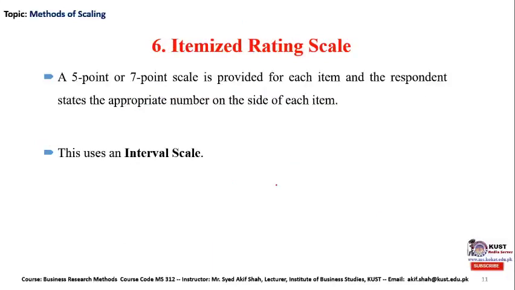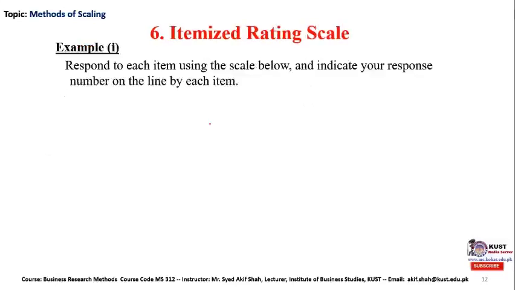Then we have an itemized rating scale. Once again, we are going to have a 5 or 7 point scale for each item, and the respondent once again states the appropriate number on either side of the item. Therefore, once again, it is known as an interval scale. What basically makes the itemized rating scale different from the previous one, with the help of an example, we can elaborate: respond to each of the items using the scale below and indicate your response on the line by each item.